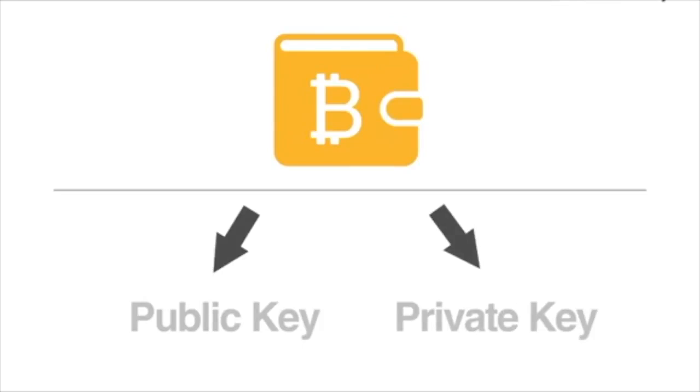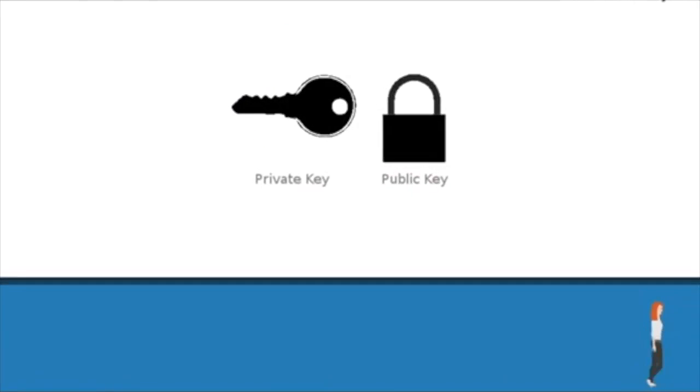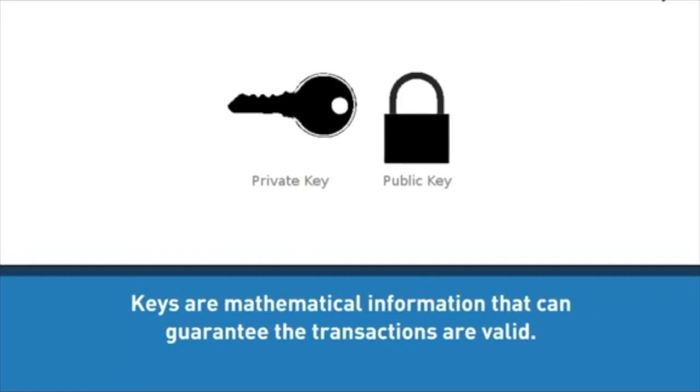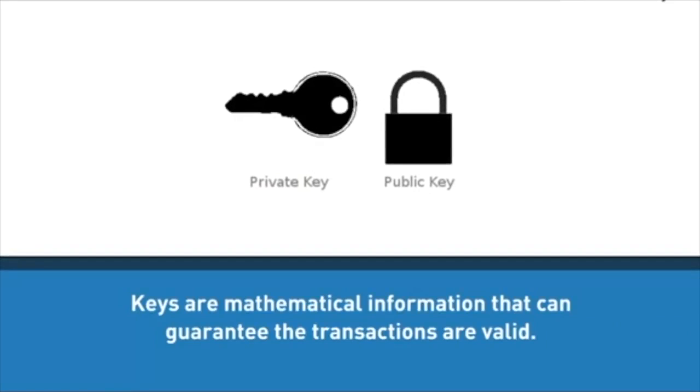And this is where the math, algorithms, and computer science come into play in order to make sure that the Bitcoin is safe. If Alice creates a Bitcoin account, that account will be linked to 2 unique keys, a public key and a private key. Keys are mathematical information that can guarantee the transactions are valid.